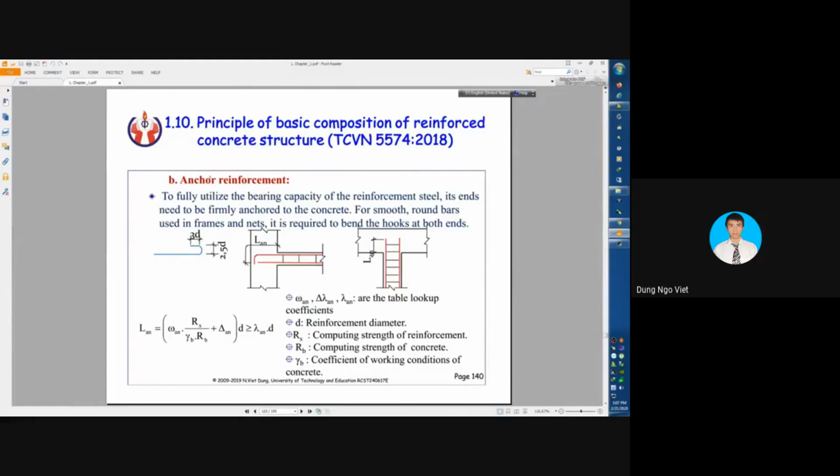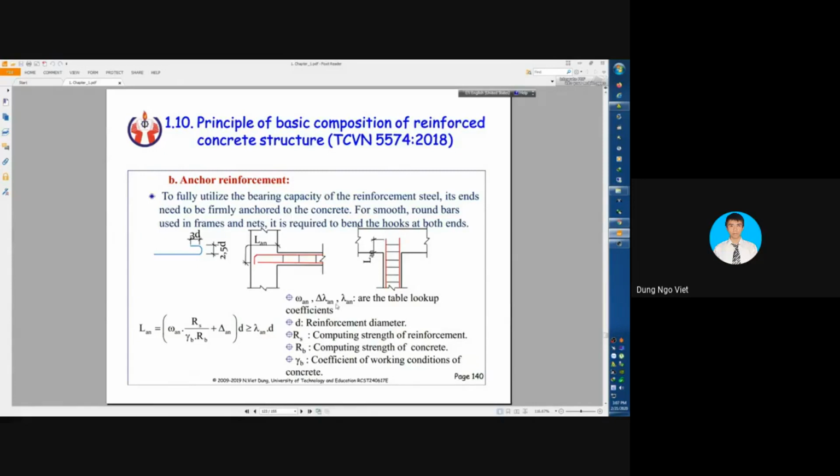Here we have the axial reinforcement. To fully utilize the bearing capacity of reinforcement steel, its ends need to be firmly anchored to the concrete. For example, here the reinforcement of the beam will be anchored firmly into the column. And here the reinforcement of the column will be anchored into the beam.